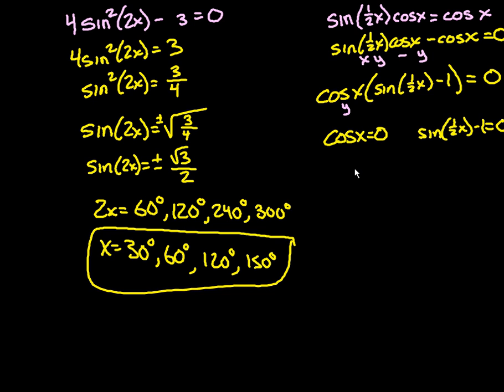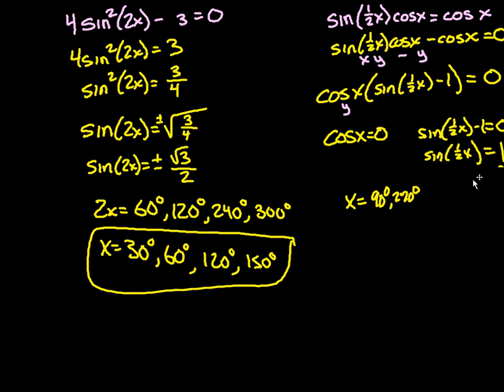So when does cosine equal 0? Well, that happens just when x equals 90 degrees or 270 degrees. Remember, cosine is the x value on your unit circle. So that should happen when you're at the top and bottom of the unit circle. And it's only x because it was just cosine of x.